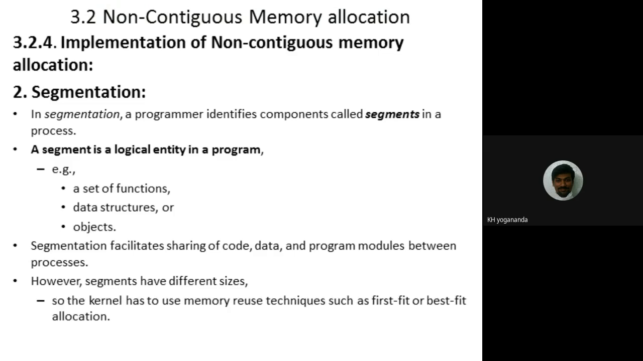When the segments have different sizes, the kernel is supposed to use memory reuse techniques. When the sizes of the memory areas are varying, the kernel has to use memory reuse techniques. Some of the techniques are first fit allocation and best fit allocation, and in this, external fragmentation occurs. Remember, in comparing paging and segmentation, in paging there is no external fragmentation but internal fragmentation can arise, whereas in segmentation we can expect external fragmentation.